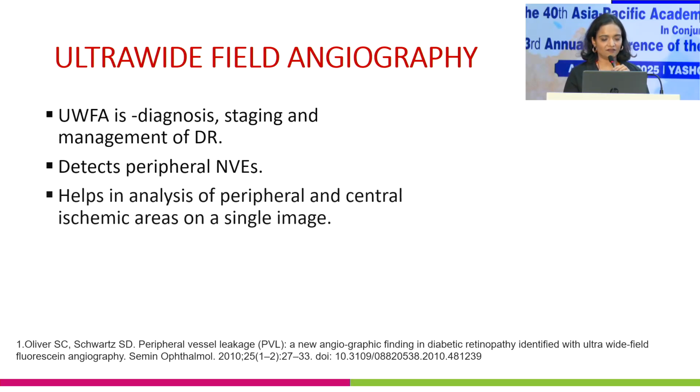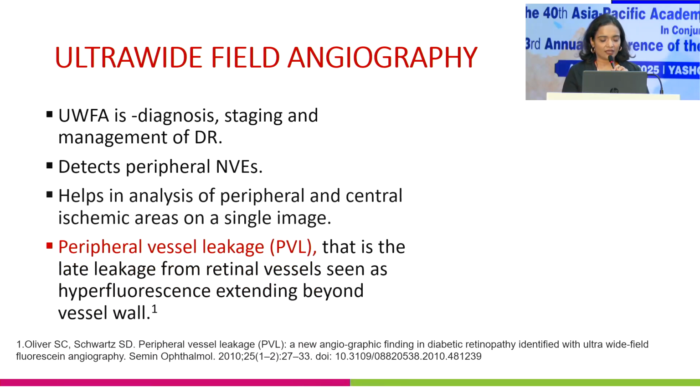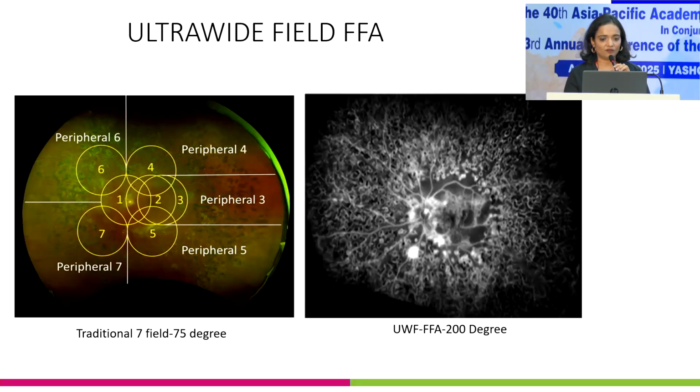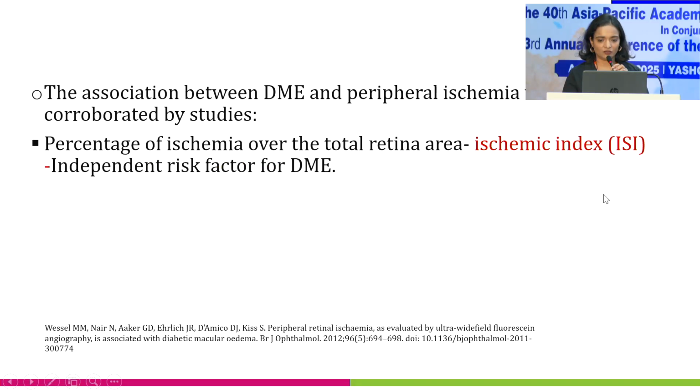It detects peripheral NVEs where the posterior pole and the mid-peripheral retina may be normal sometimes. It can help us look at the peripheral vessel leakage, that is late leakage from retinal vessels, and it is seen as hyperfluorescence beyond the vessel walls. This is an example of a 7-field montage, but you can see how much of the retina you can see with a 200-degree field of view.